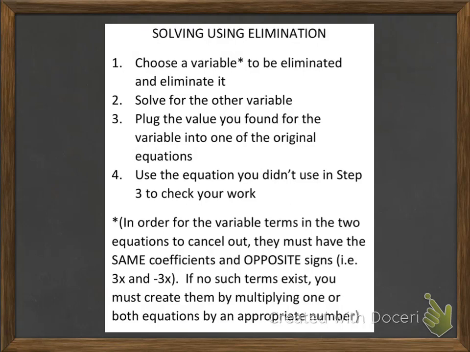Here are the 4 steps that we're going to be using to solve when we use elimination. First, we choose a variable to be eliminated, and then we eliminate it. Then we solve for the other variable. We plug that value into one of the original equations, and then we use the equation that we didn't use in step 3 to check your work. Notice that step 3 and 4 are exactly the same in elimination and in substitution.